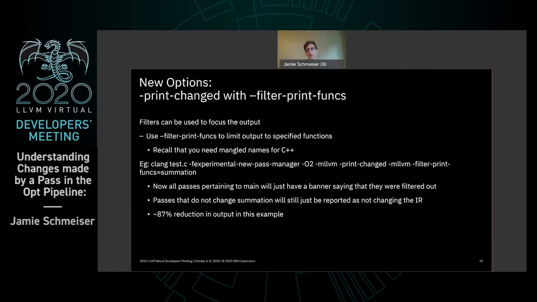The filter-print-funcs option can be used with print-changed to focus the output. Just a reminder that mangled names must be used with C++. For the example command shown, the amount of output is reduced by approximately 87%.